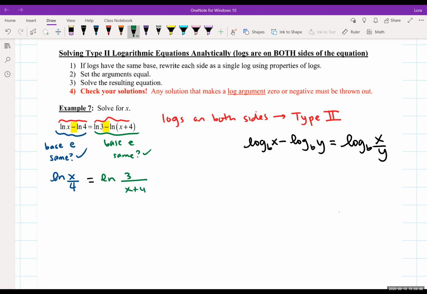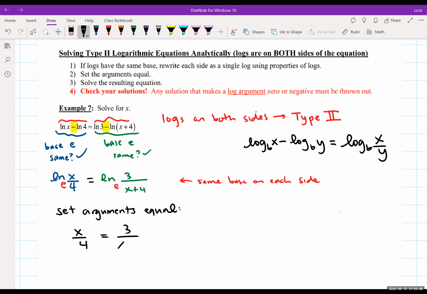Now, we're going to look at this a little more closely. With a lot of these type 2s, if you notice that the logs on each side both have the same base, this means you can drop the logarithms and set the arguments equal. So now we can do that. We can only do that if you have the same base on each side, so you really have to pay attention as you're going along. So what does that leave us with? x over 4 equals 3 over x plus 4.